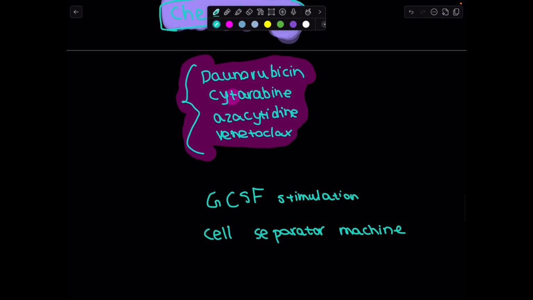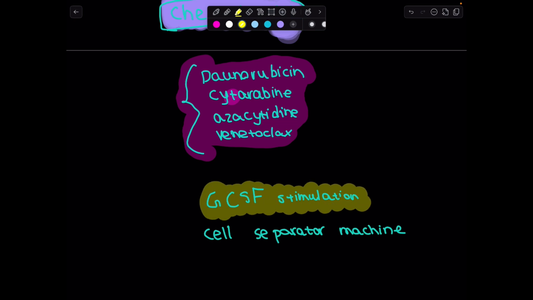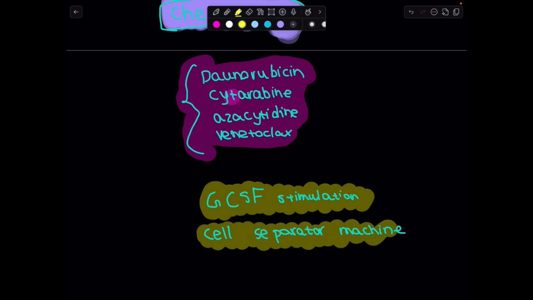GCSF, granulocyte colony stimulating factor, is given to the donor to stimulate bone marrow to release hematopoietic stem cells into the bloodstream, making them easier to collect. A cell separator machine, via apheresis, draws the donor's blood, spins it to isolate stem cells, and returns the rest, collecting enough for transplant to replace leukemic marrow, aiding hemostasis and kidney health. Want more on GCSF's role or the apheresis process? Yeah, sure. Explain me how it works. Why not? And what it stands for, GCSF.